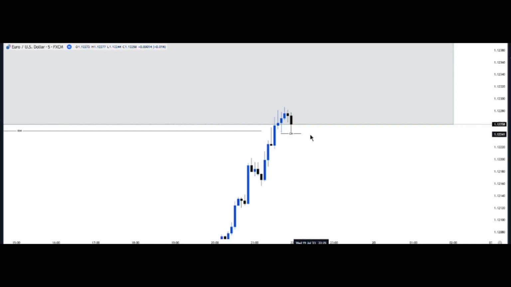Now, so change of character. After change of character, what do you want to wait for? Do you want to wait for inducement or what? No, we cannot wait for inducement. Why? Because liquidity has already been taken. Where was it taken? Look at it. This high was taken by this candle wick. So liquidity has already been taken.